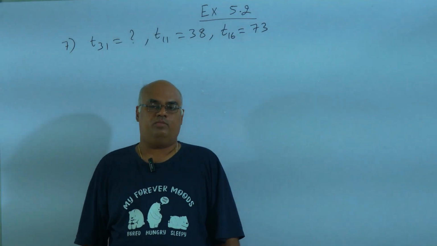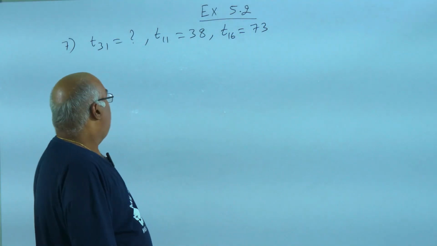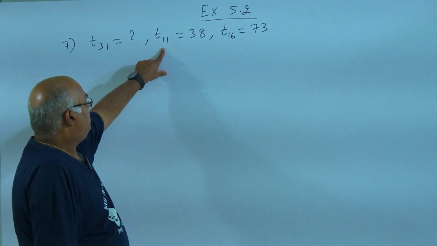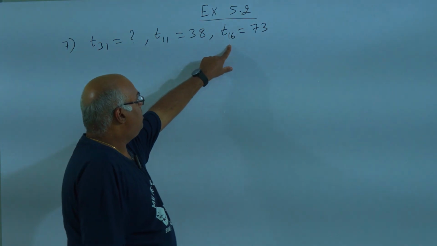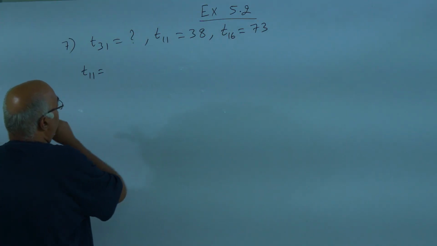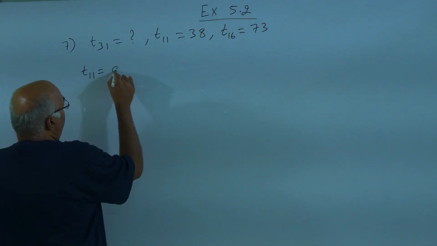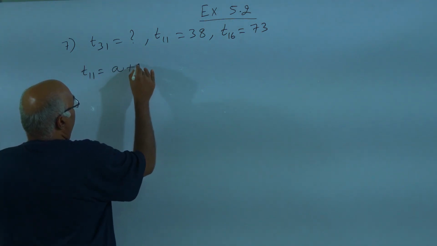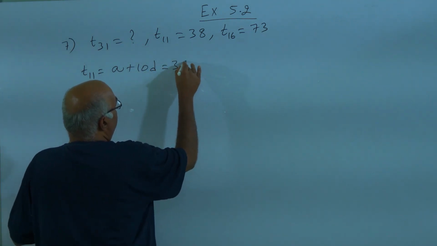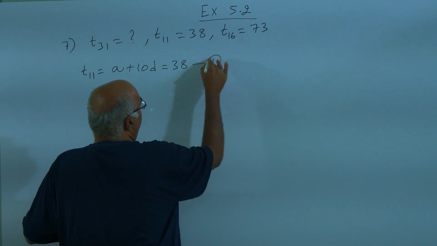Now let us see the seventh problem. In the seventh problem, we are supposed to find the 31st term, given that the 11th term is equal to 38 and the 16th term, that is t16, is equal to 73. So we know that the 11th term is nothing but a plus 10d. So this is equal to 38. It is given that it is equal to 38. This is equation 1.